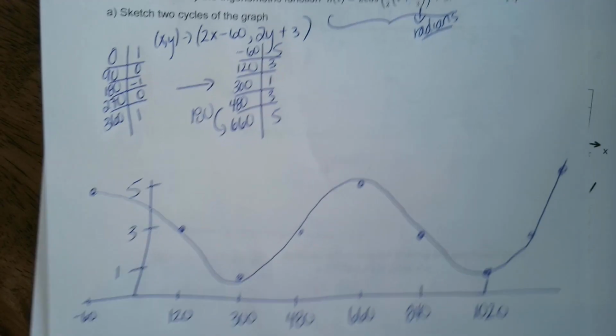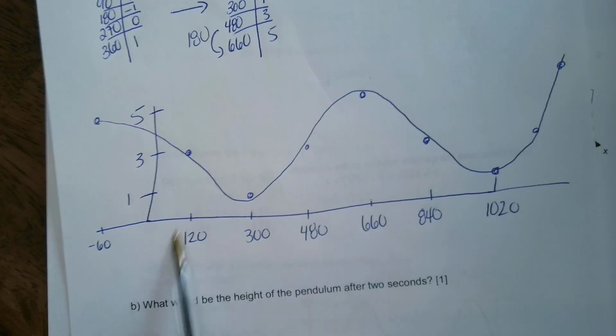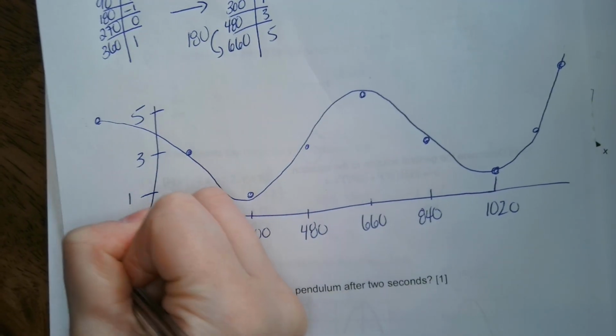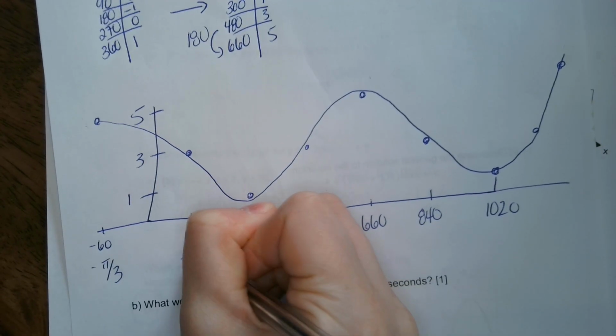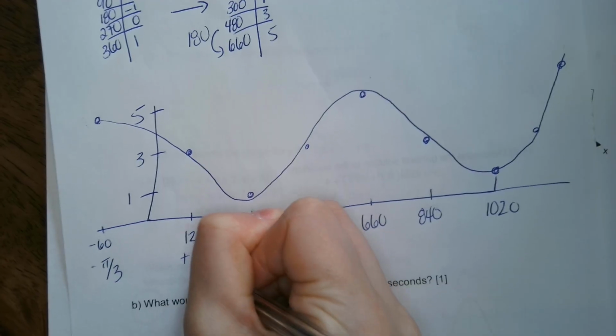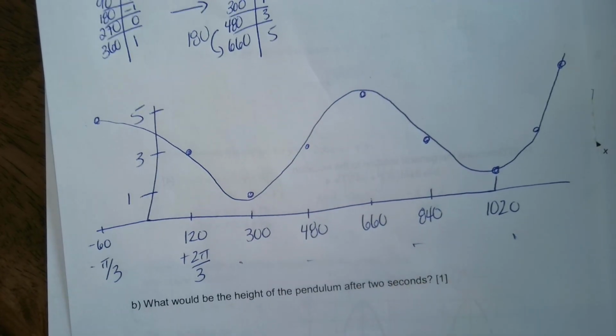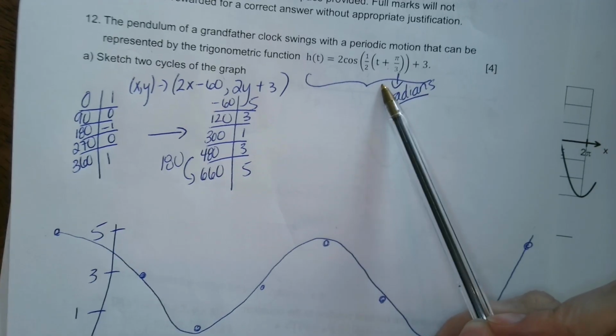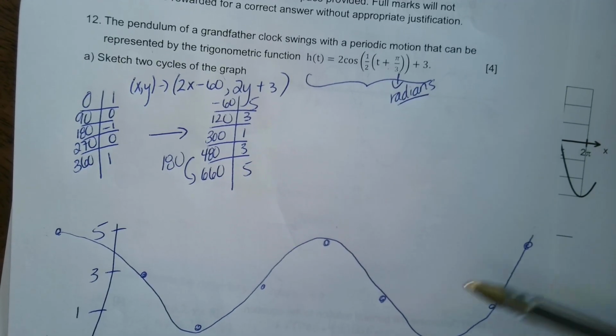Your original question was in radians, so when you have your final answer, these should be in radians. So make sure you go through and change them all back. Positive 2 pi over 3, and so on and so forth. You can fill in the rest of those values. Just multiply each of these by pi over 180. If your original equation was in degrees, you can leave your answer in degrees. That's perfect.